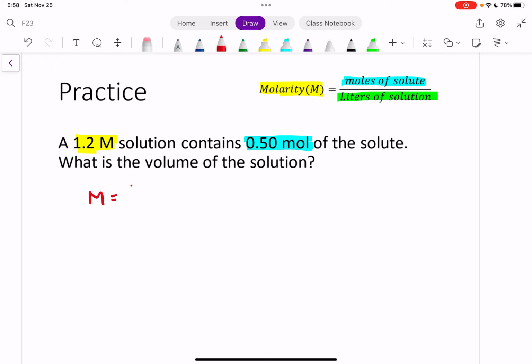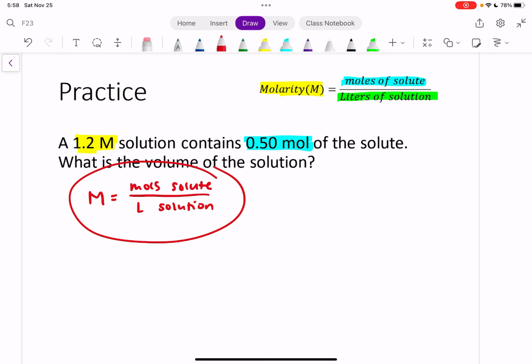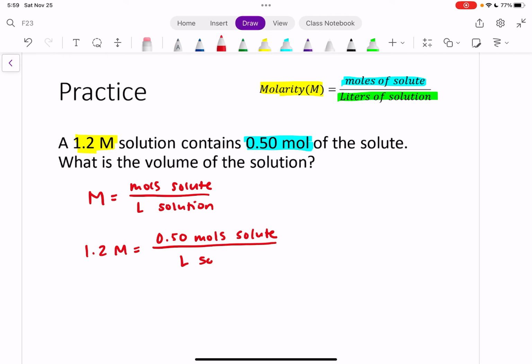So we've got moles of solute over liters of solution. This is a lot of times how I will abbreviate this equation here. All right, so we know the left side is 1.2 molar. And then on the right, we have 0.50 moles of our solute over liters of solution, which is what we're solving for. So I'm going to replace liters of solution with X, because that's what we're looking for. So replacing that bottom part with X. And let's solve for X.